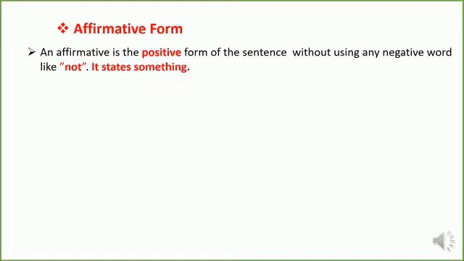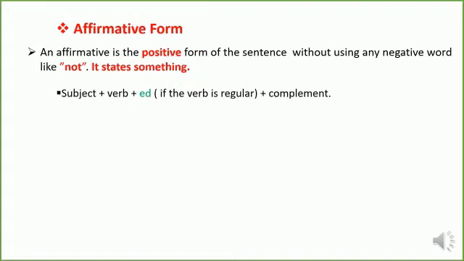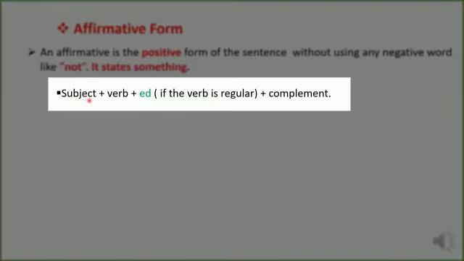Affirmative form. An affirmative is the positive form of the sentence without adding or using any negative word like not. An affirmative sentence states and declares something. Of course, an affirmative sentence should end with a period. The form of the affirmative sentence: subject plus verb plus ed, of course, if the verb is regular, plus complement.